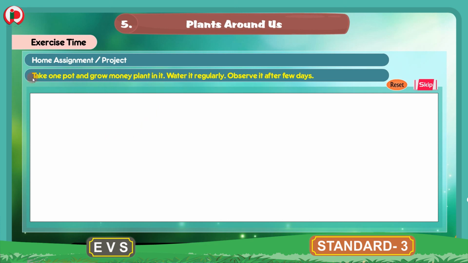So when you sow a money plant, water it regularly. You have to water the money plant daily and observe it after a few days. If you water the plant daily, you will see some changes in the plant. You observe those changes after a few days. And this is about the home assignment / project. And with this we completed the workbook part for the lesson Plants Around Us.